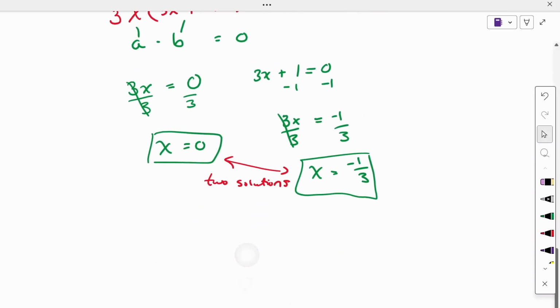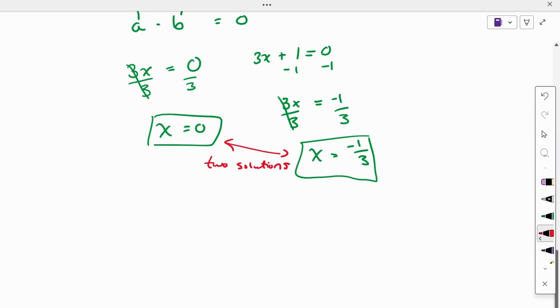Okay, let's see a more involved example. Suppose you've got something like x squared plus 9x plus 20 is equal to 0. And the question asks you to solve for x. What are we going to do?